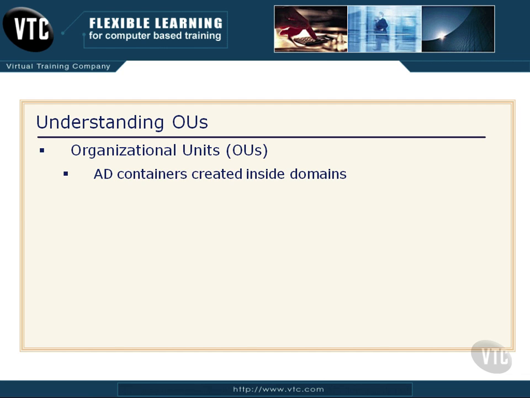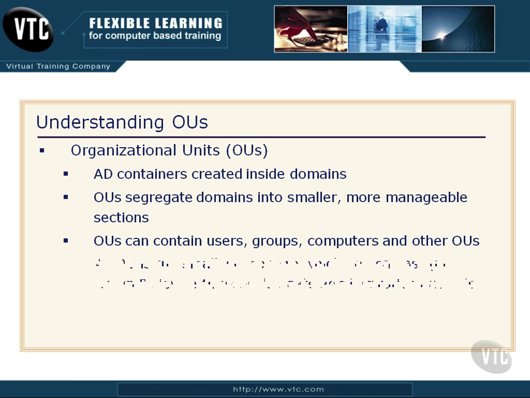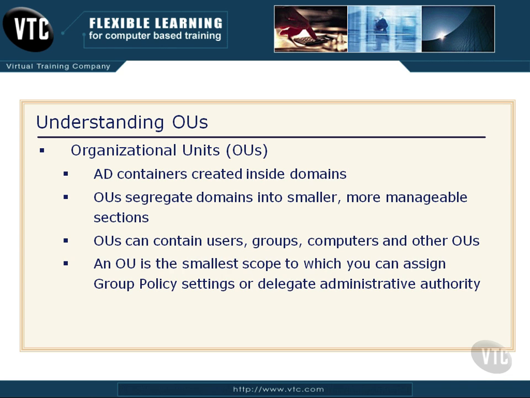Now, an organizational unit is an Active Directory container that is created inside a domain. Really, we use these things to segregate the domains into smaller, more manageable sections. An OU can contain user accounts, groups, computers, other OUs. Pretty much any Active Directory object can be dropped into an OU. Now, what's the significance there?